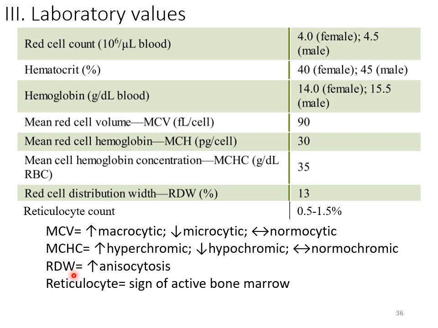For RDW, if it's too high, we call that anisocytosis. So the sizes of the cells are not the same. Basically, this is what the word means, anisocytosis.